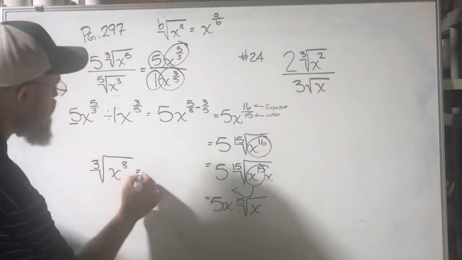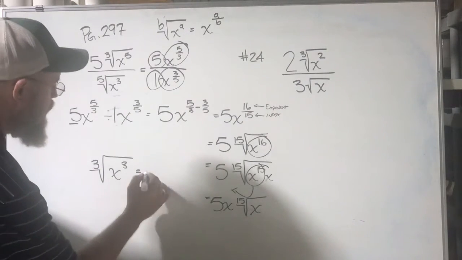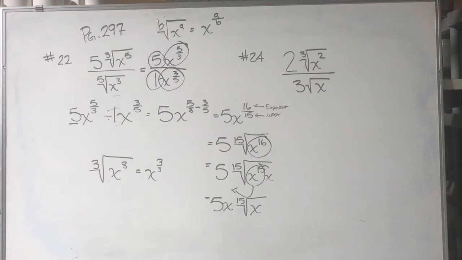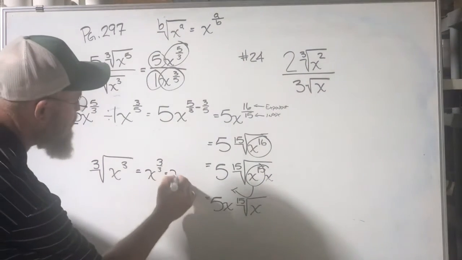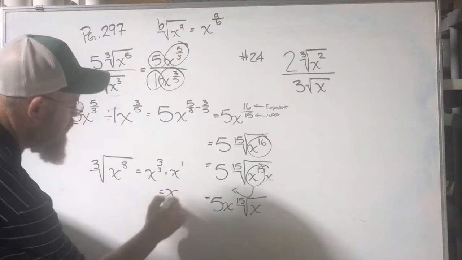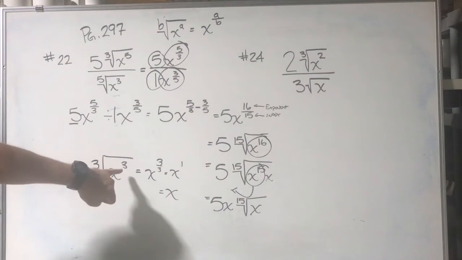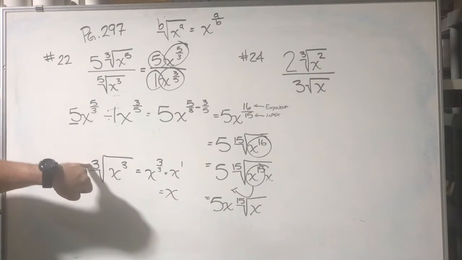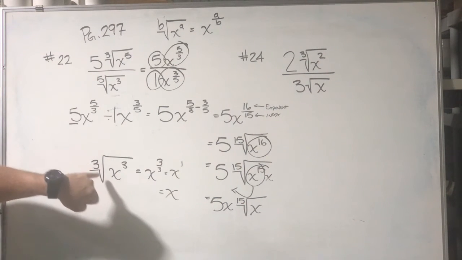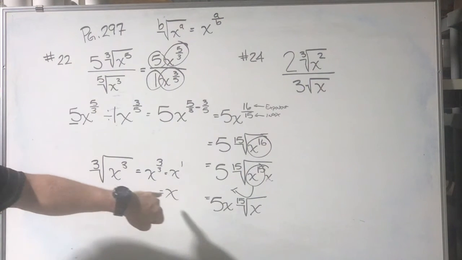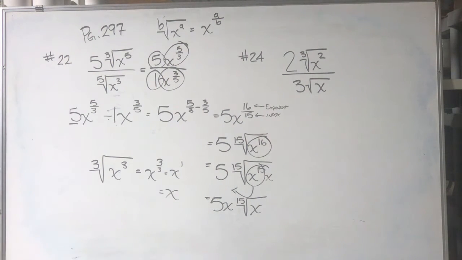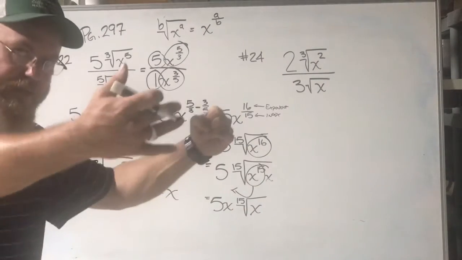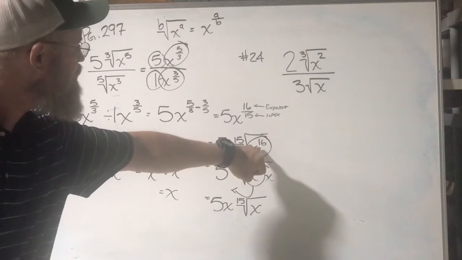Well, that equals, using our property up here, x to the 3 over 3. Well, what's 3 over 3? It's 1. So that's x to the 1, which also equals just x. So if you have the exponent underneath your radical equal to the index, then the answer is the variable. It's just x.